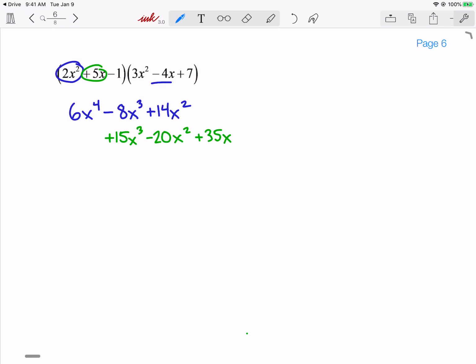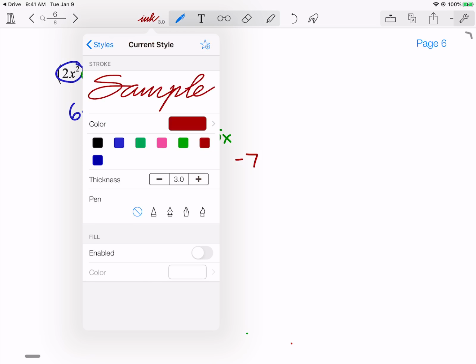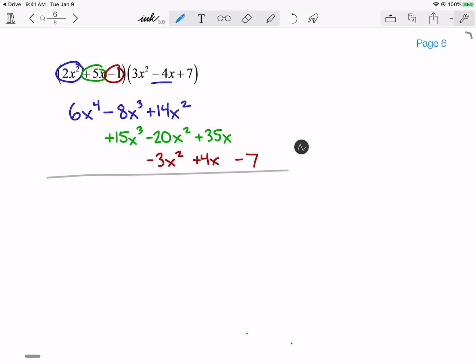And last but not least, I'm going to distribute a negative 1. Well, that's easy to distribute because I just changed the sign of everything in the second expression. So I go negative 3x squared, positive 4x, and negative 7. And then I get to add straight down because all of my like terms are arranged by degree.